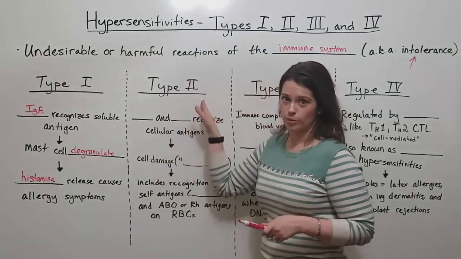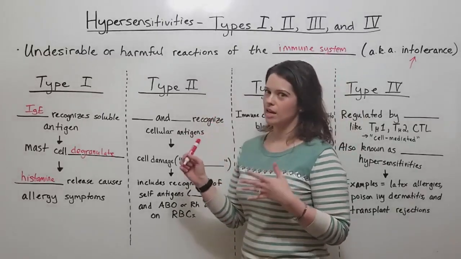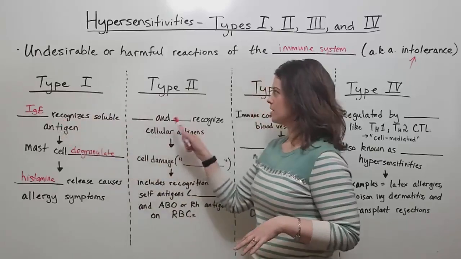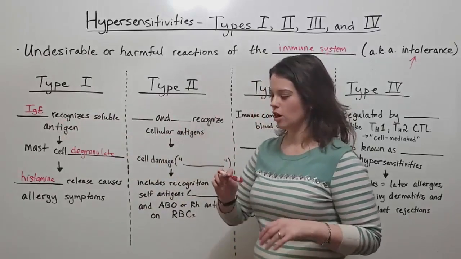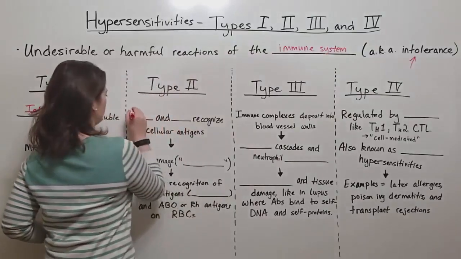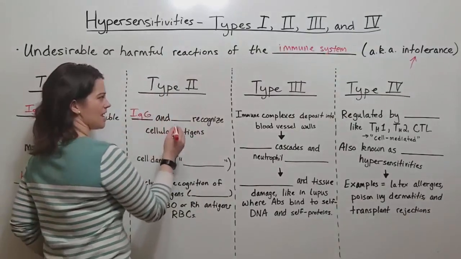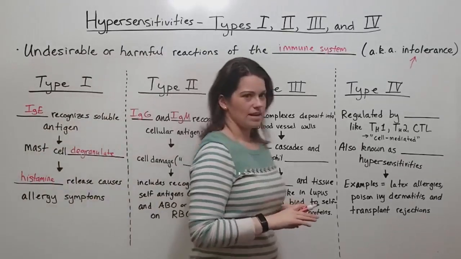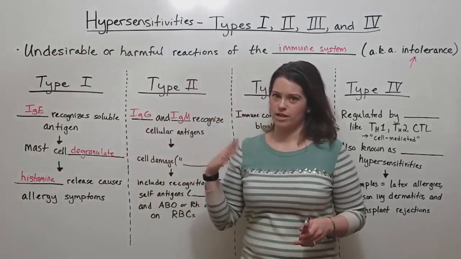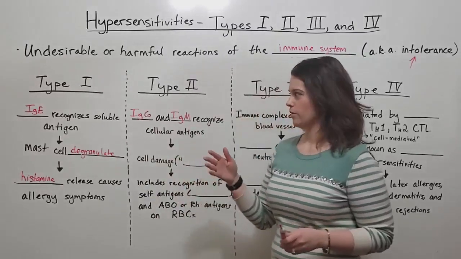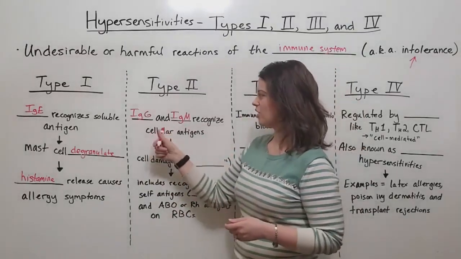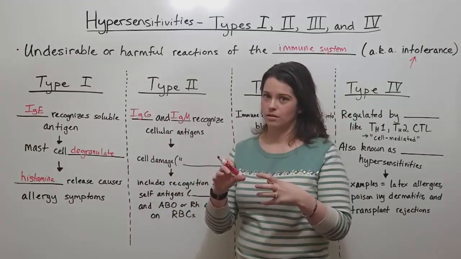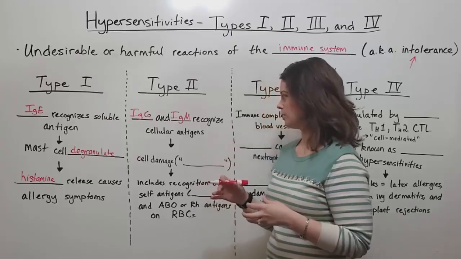Now let's talk about type 2. Type 2 is also mediated by antibodies, but by different kinds of antibodies. Rather than IgE, the antibodies in these type 2 hypersensitivities are IgG and IgM. And they recognize, rather than the soluble antigens, stuff just happening to be floating through the body, cellular antigens. So antigens that are actually on the surface of the host's cells.